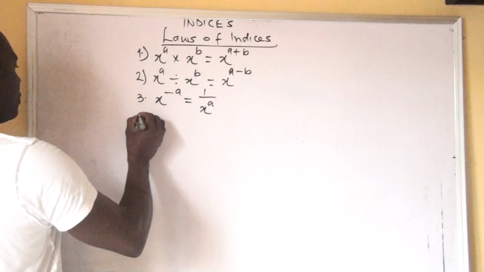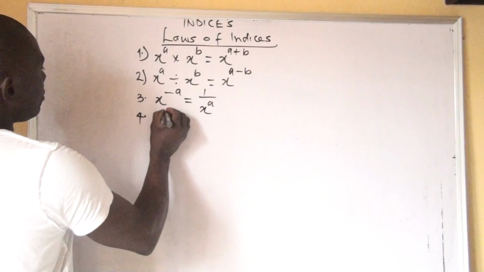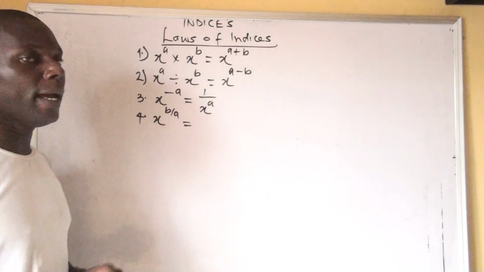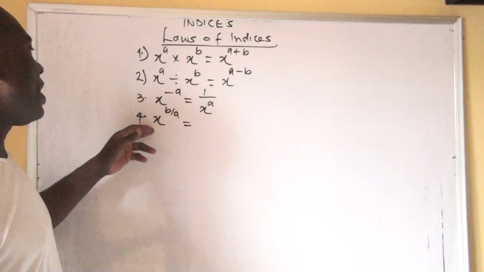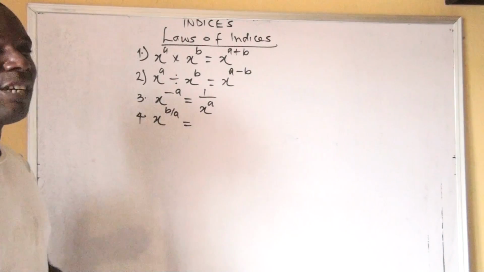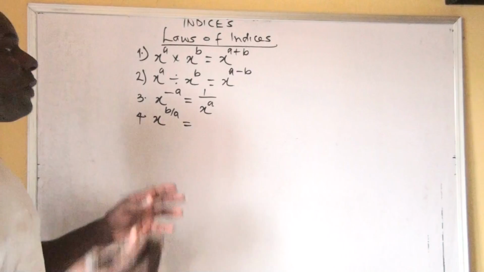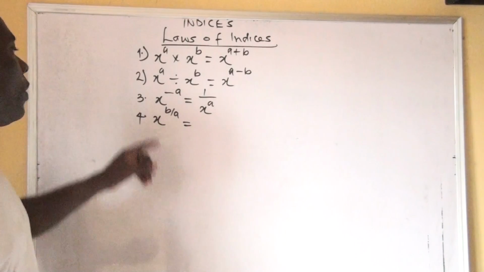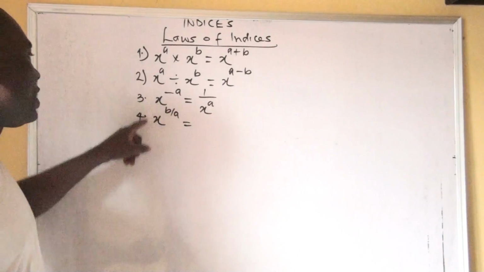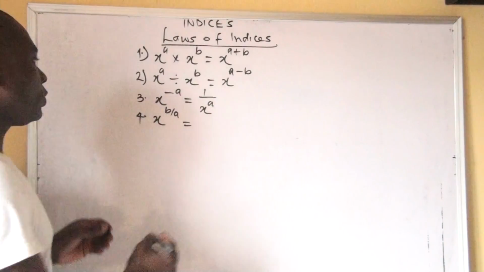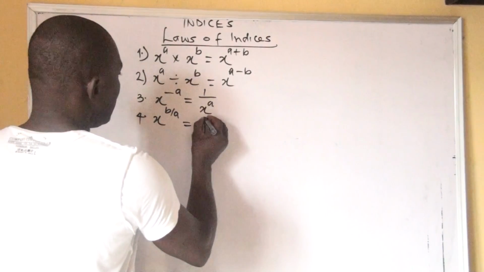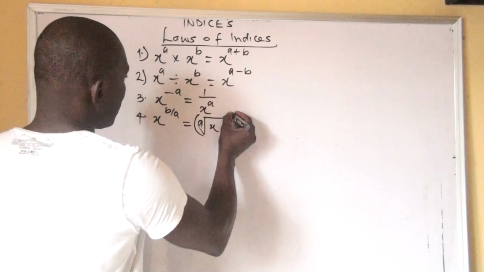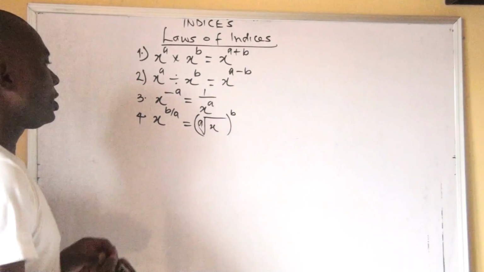Number 4, we have x raised to power b over a. This one simply means if we have a number raised to a power and the power is a fraction, the denominator of the fraction is the root of the number given, then raised to the power of the numerator of the fraction. So here, this simply means the a-th root of x, in brackets, raised to power b. That's the simple explanation here.